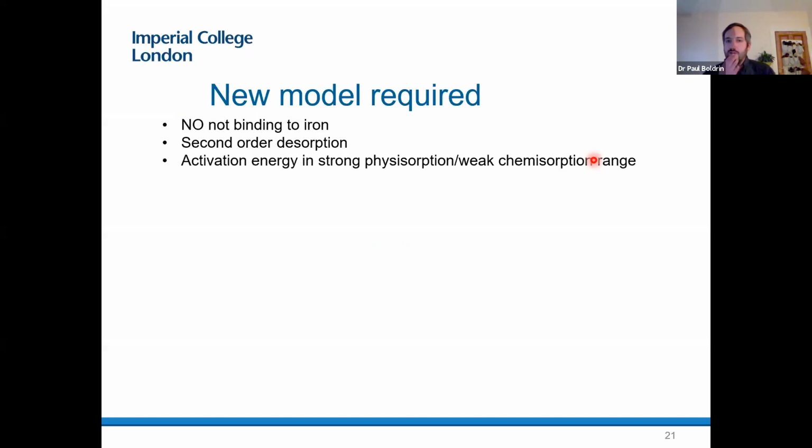So we needed a new model to replace this hemoglobin model. It needed to have the nitric oxide not binding to iron, needed to be a second order desorption, and needed to have an activation energy in the strong physisorption / weak chemisorption range.